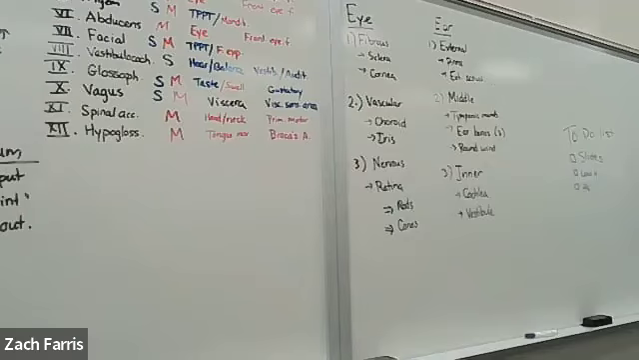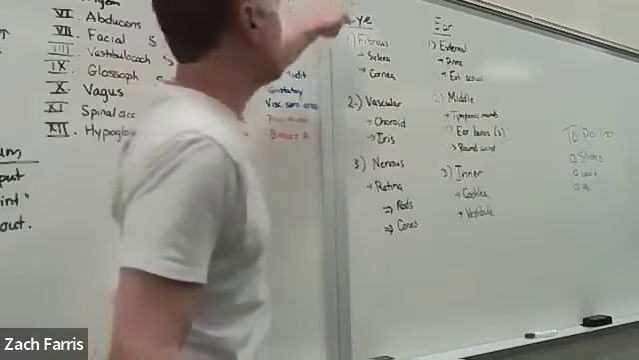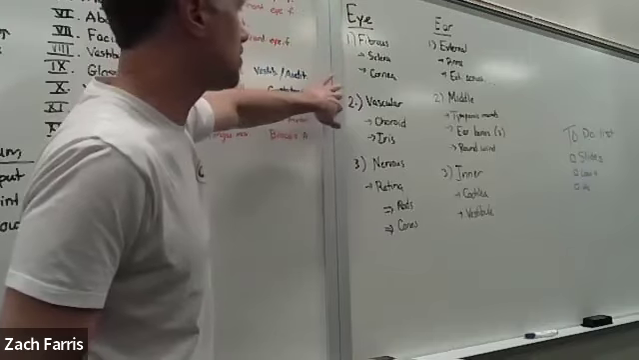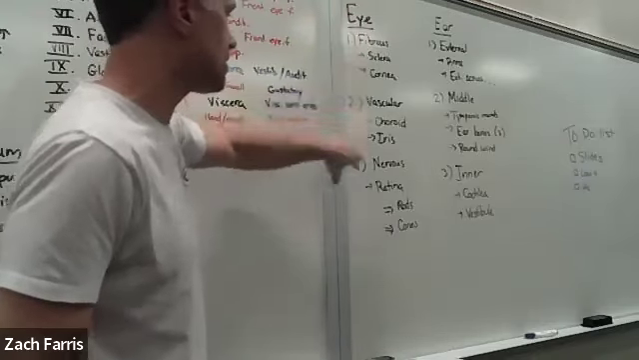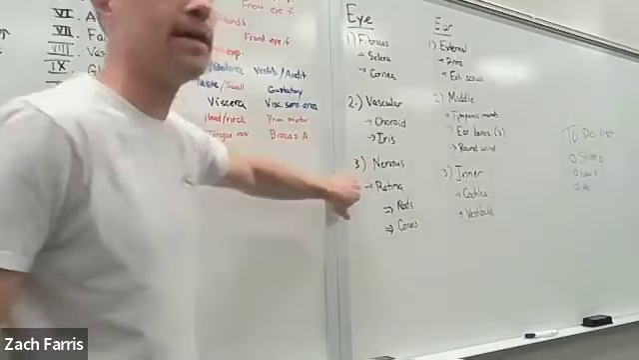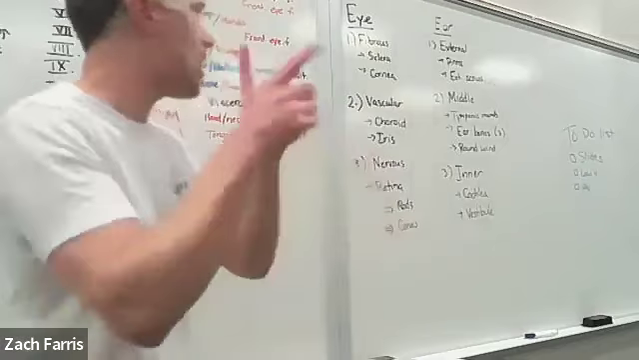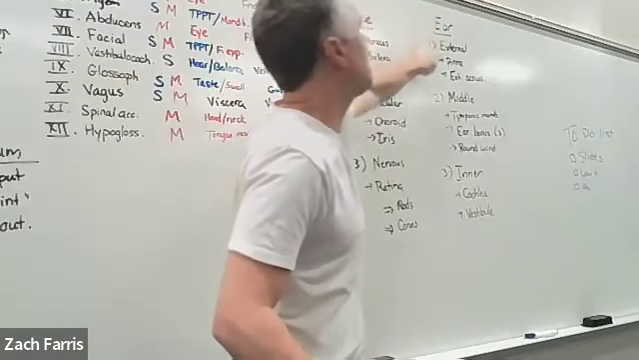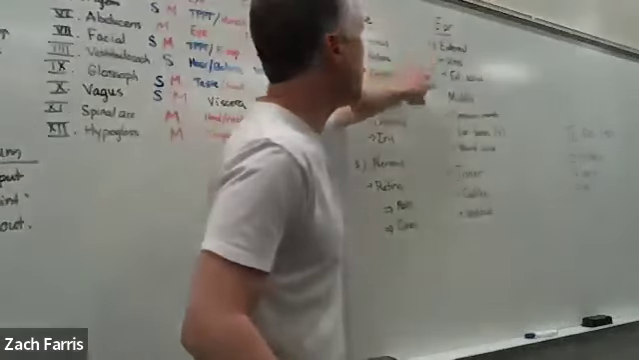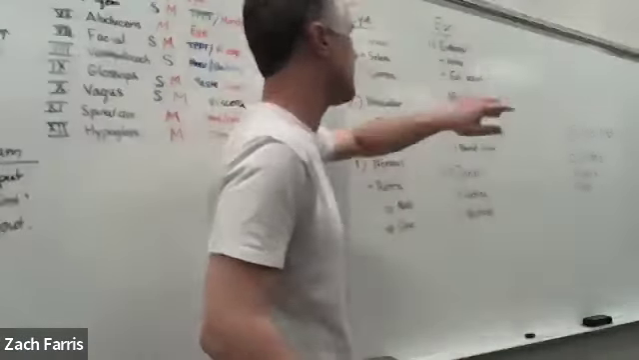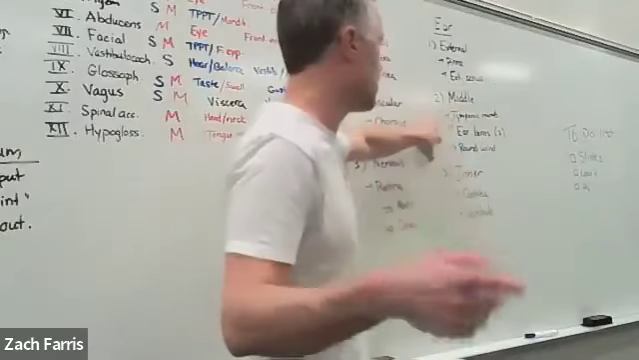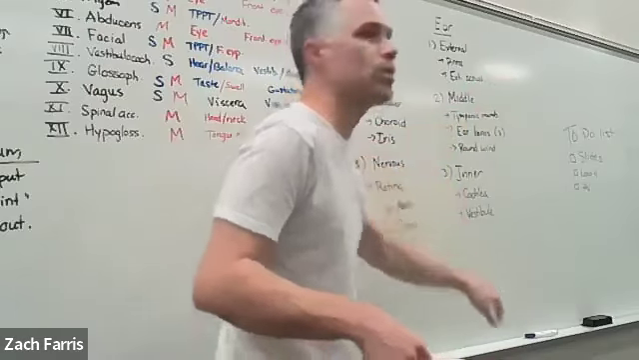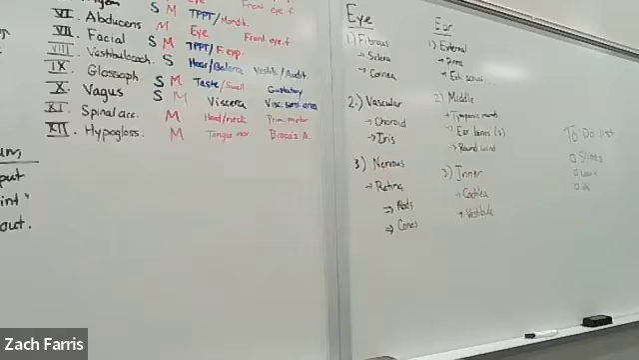So all I've got over here is under the eye, fibrous tunic, sclera, cornea. Under vascular tunic, choroid and iris. Under the nervous tunic, retina. And under the retina, I've got rods and cones. Ear, external ear, pinna and external acoustic meatus. Under the middle ear, tympanic membrane, your ear ossicles, ear bones, 3 of them. Round window, and under inner, cochlea and vestibule.